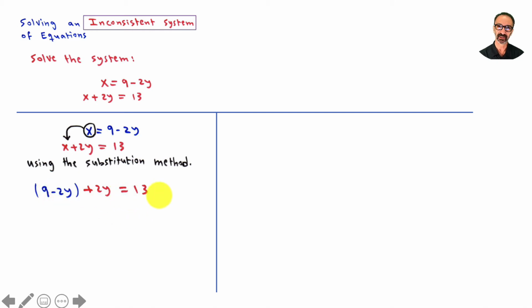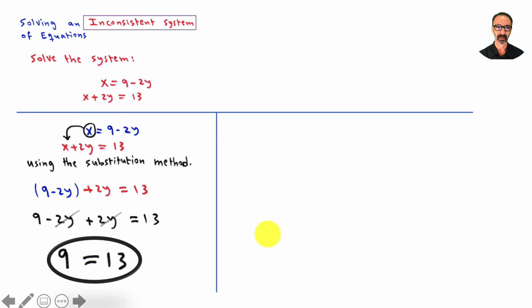Instead of reading the whole thing, I'm trying to pause and let you watch, and I'll try to speak less as I go. Colors will help a lot to show you what is happening. Now I don't need colors anymore. The y cancels. I don't need parentheses. Oh, but that's a problem. I came up with 9 equals 13.